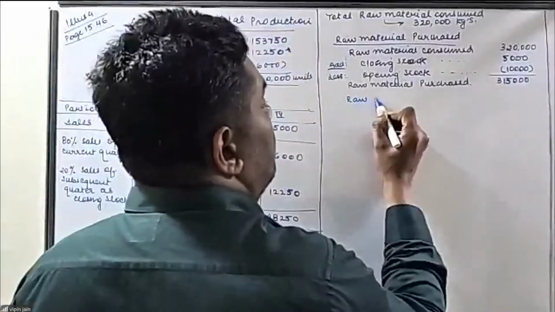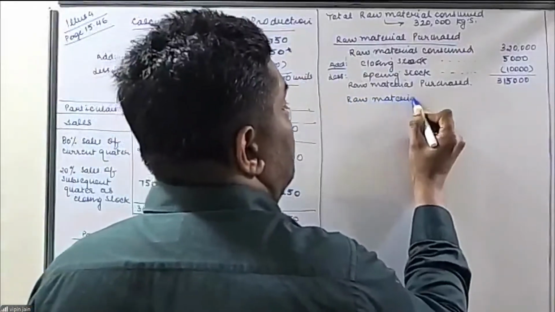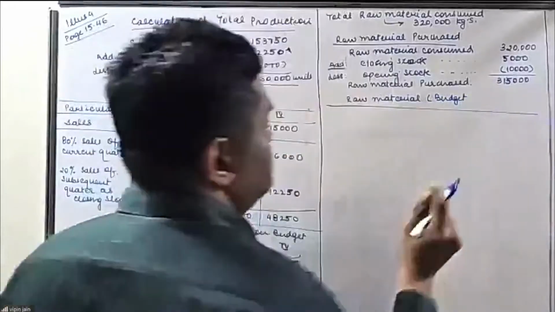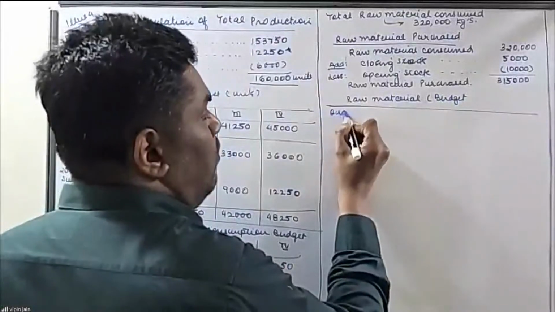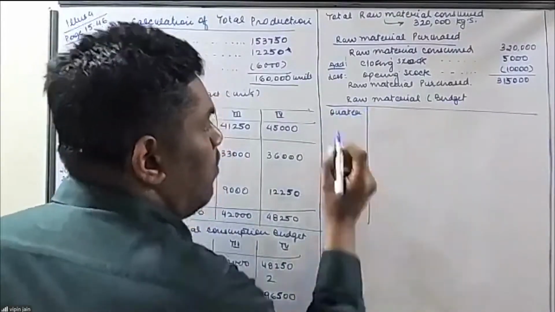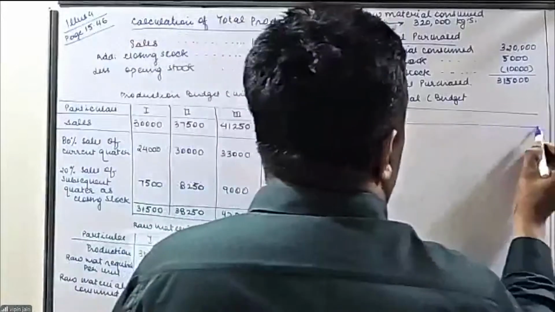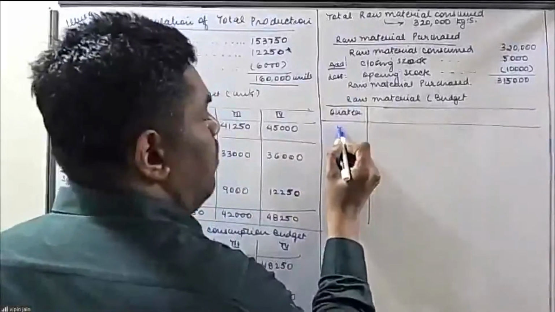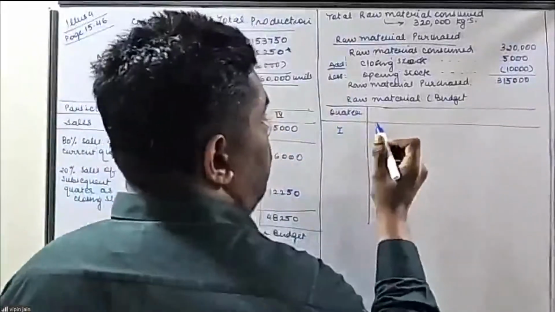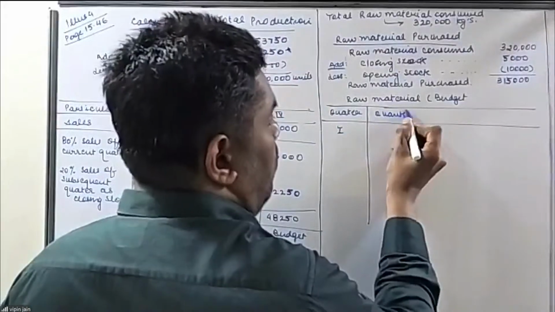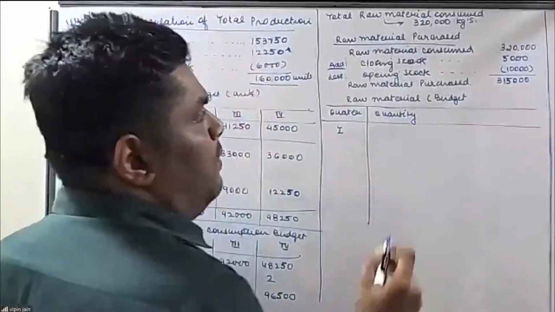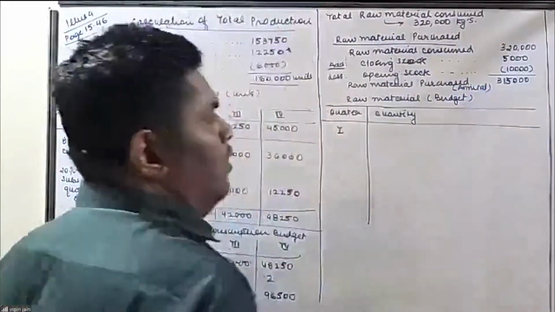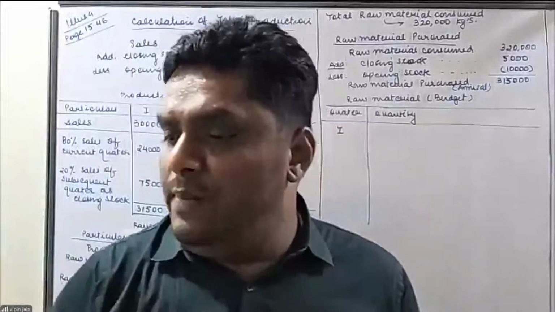So raw material budget. So total raw material purchased annual. So total 3,15,000 is my annual purchase of this.